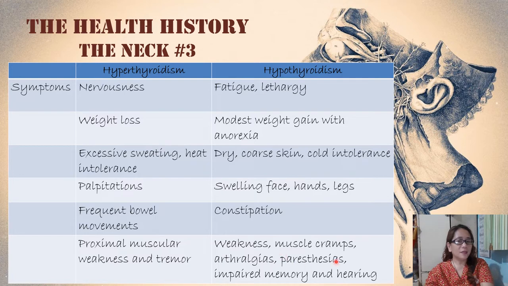There is weakness, muscle cramps, joint pains or arthralgias, paresthesias, and paresthesia refers to a burning or prickling sensation that is usually felt in the hands, the arms, the legs, or feet. But it can also appear in other parts of the body. Okay, there is impaired memory and hearing. So, when you see hyperthyroidism, usually they are thin, and hypothyroidism is somewhat heavier.